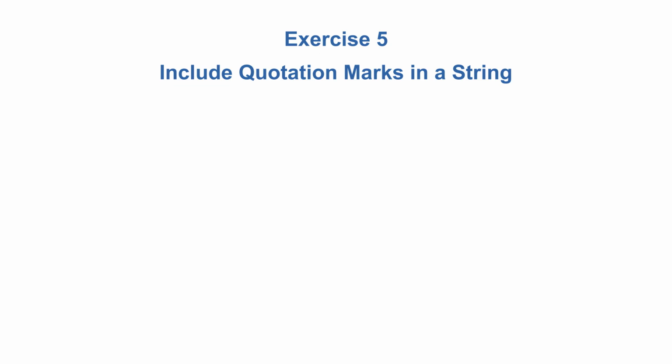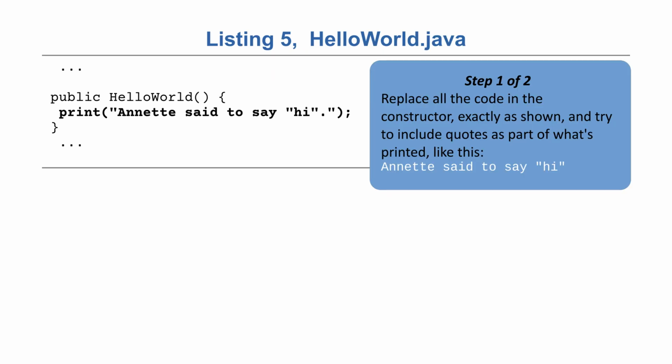In exercise 5, you'll learn how to add quotation marks in a string. Replace all the code in the constructor exactly as shown, and try to include quotes as part of what's printed, like this. What happened? You should have received an error.